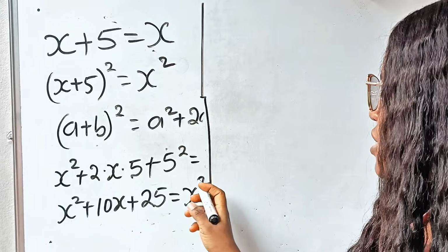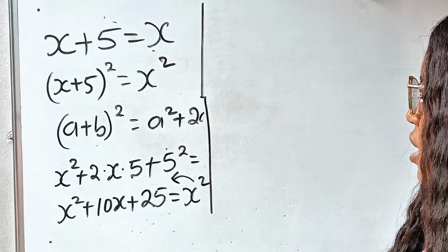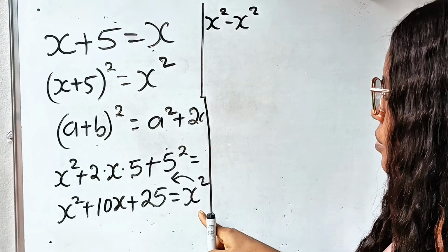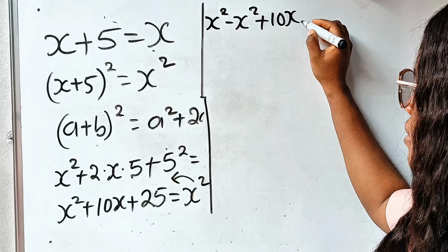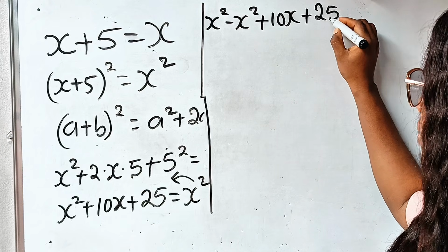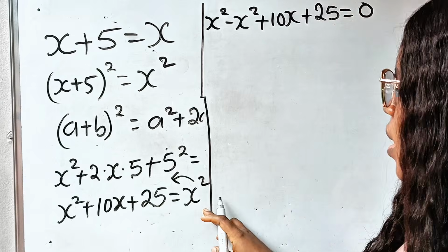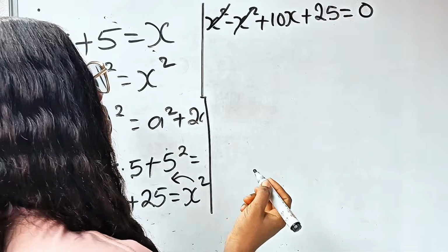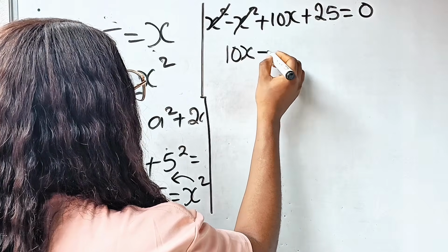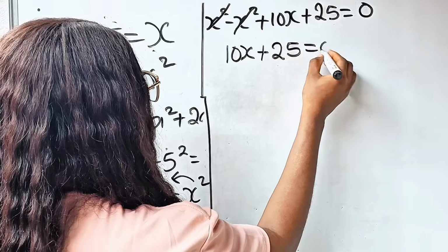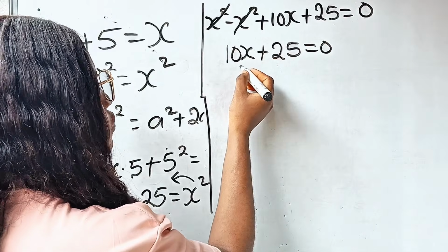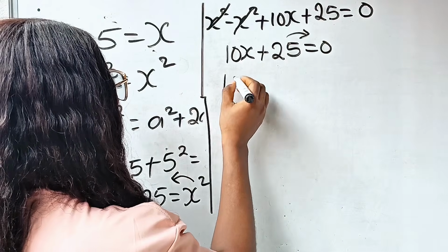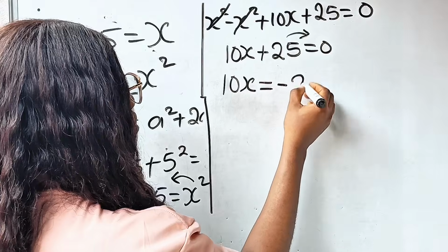Alright, now let's transfer this x squared to the other side. If we do that, we have x squared minus x squared plus 10x plus 25 is equal to 0, right? Now, x squared minus x squared will give us 0. So now we have 10x plus 25 is equal to 0. We are looking for the value of x, so let's transpose this to the other side. If we do that, we have 10x is equal to negative 25.